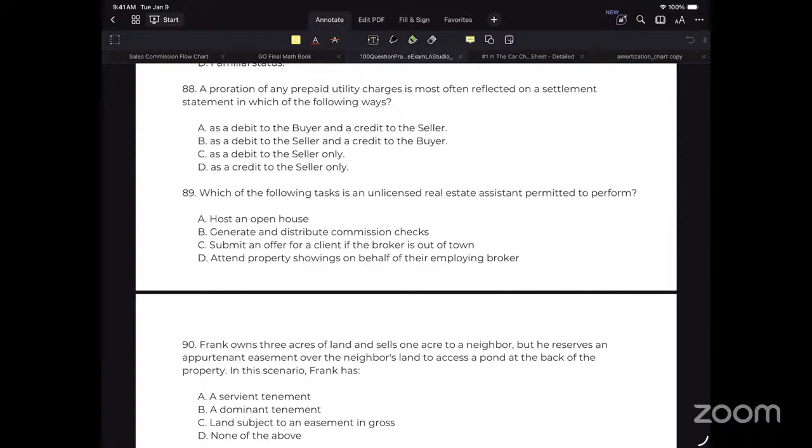All right, let's do our first one while we're thinking, seeing if she has something for us. I do believe we left off on number 88, so let's go. A proration of any prepaid utility charges is most often reflected on a settlement statement in which of the following ways?